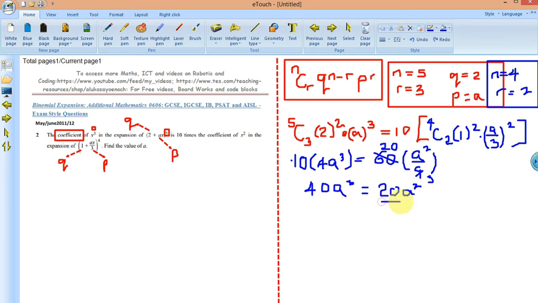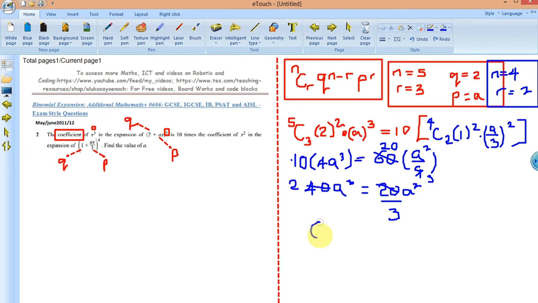over 3. If you don't mind, guys, you are advanced students, 20 here 1, 20 here 2. So I can go ahead and cross multiply now. So I have 6a raised to the power of 3 equals to a squared.